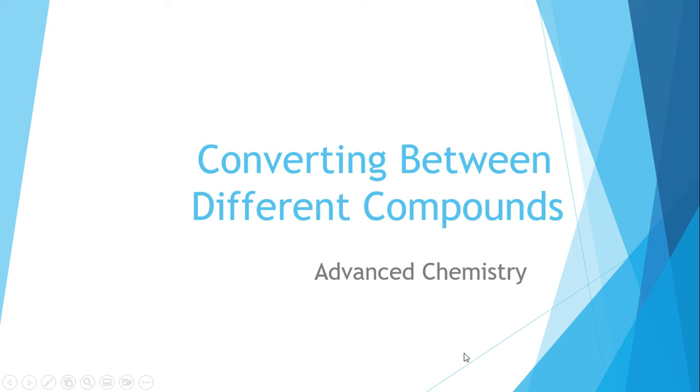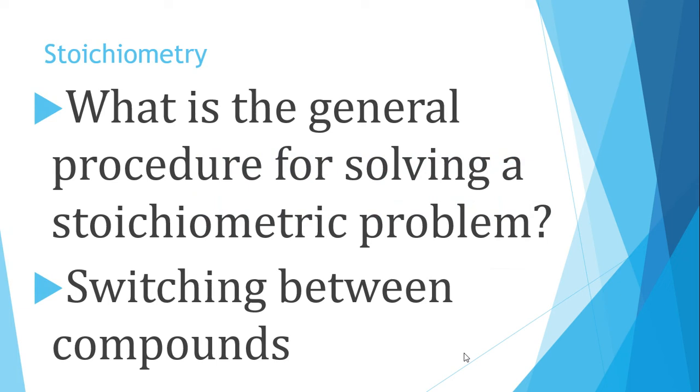Hello everyone, today we're going to learn how to convert between different compounds. Our key question that we're going to try to answer today is what is the general procedure for solving a stoichiometric problem? In other words, how do we switch between compounds? And we actually started to learn this in the last lesson when we talked about mole ratio, because mole ratio is how we go from one compound to another.